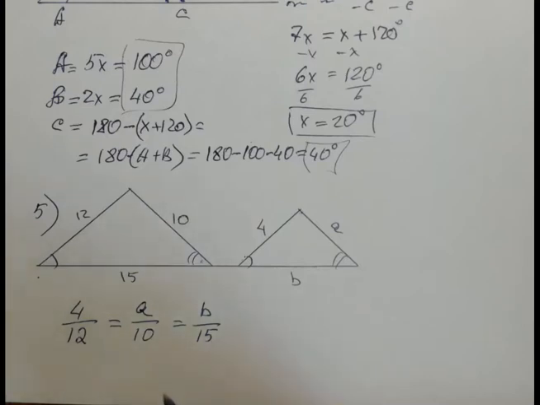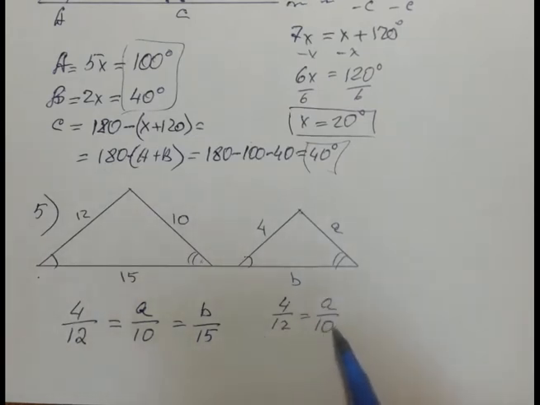So we have all three pairs of proportional sides. So we can find A and B taking one of the equations. In this form we have two or even three equations in the same moment. Let us take one of them. 4 over 12 equals A over 10.